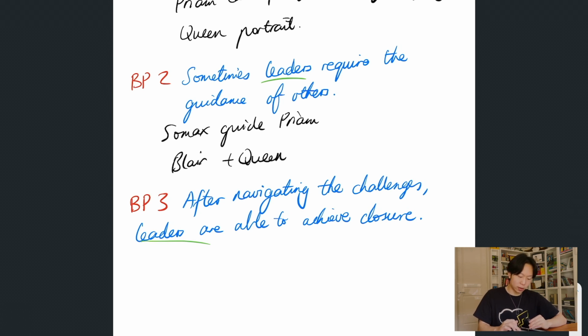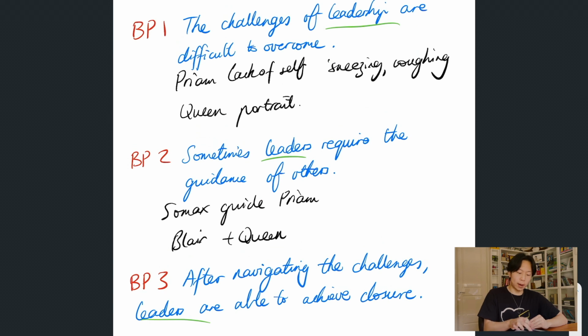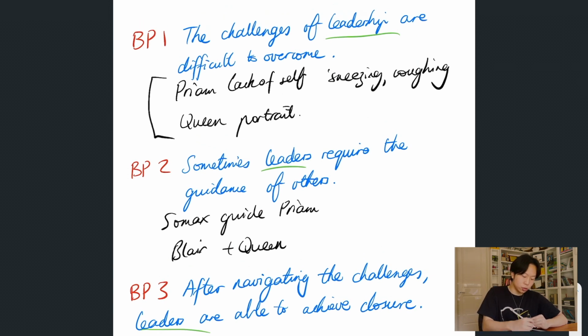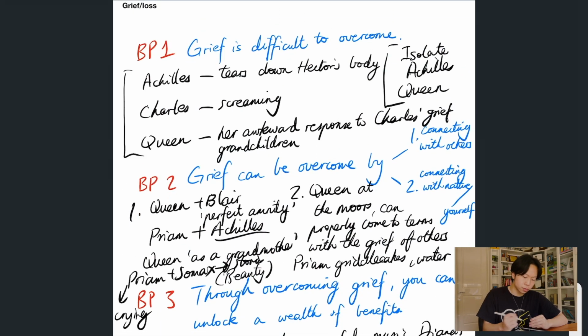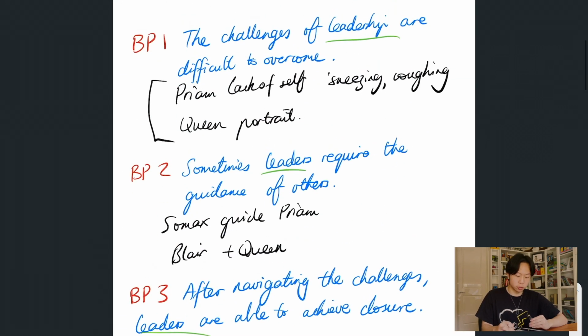Leaders require the guidance of others. Good. Somax guide Priam, Blair plus the Queen. So you see, while the main themes are the same, the moments are slightly different. Like, I wouldn't use these moments for grief because they're not really grief. And similarly, these moments are much more appropriate for leadership than some of these moments here, where like the Queen is unable to respond to her grandchildren's grief. That's not really leadership here.